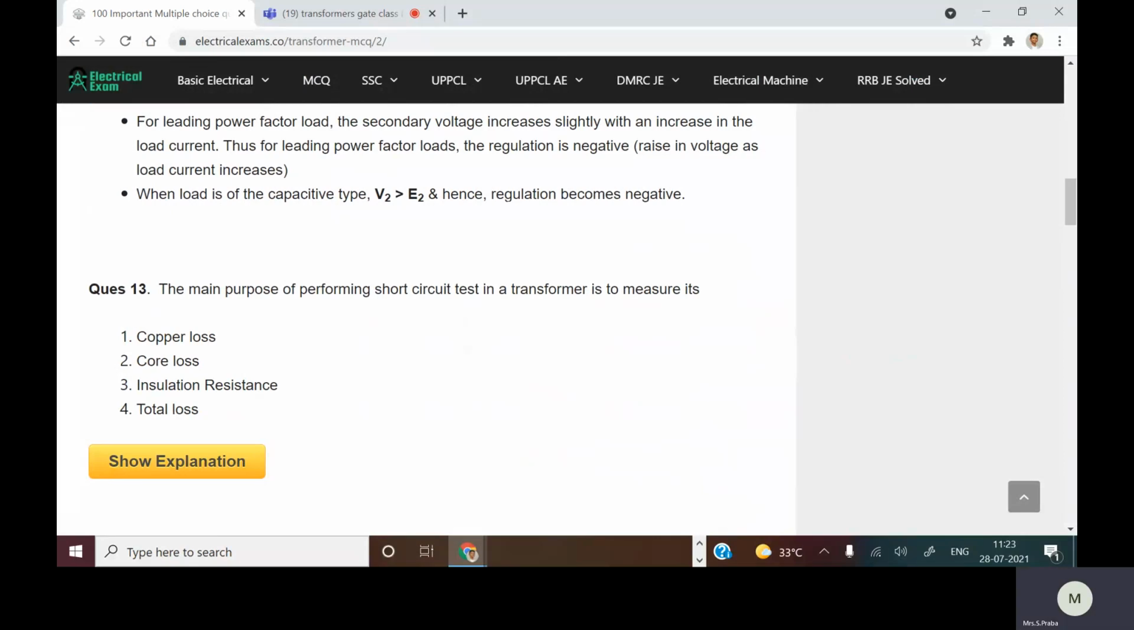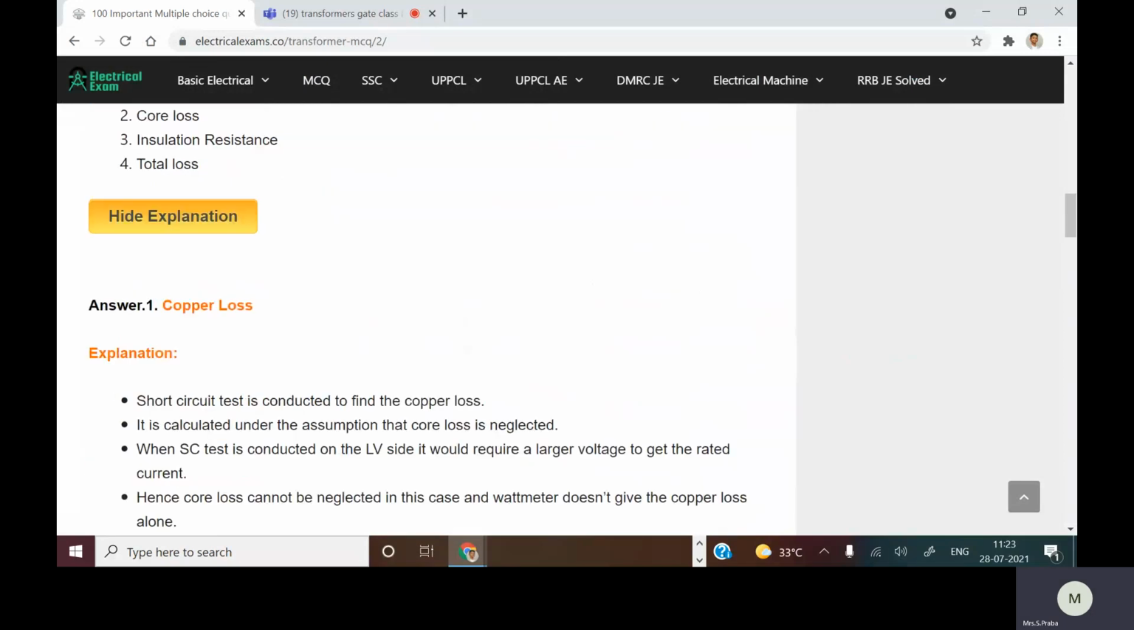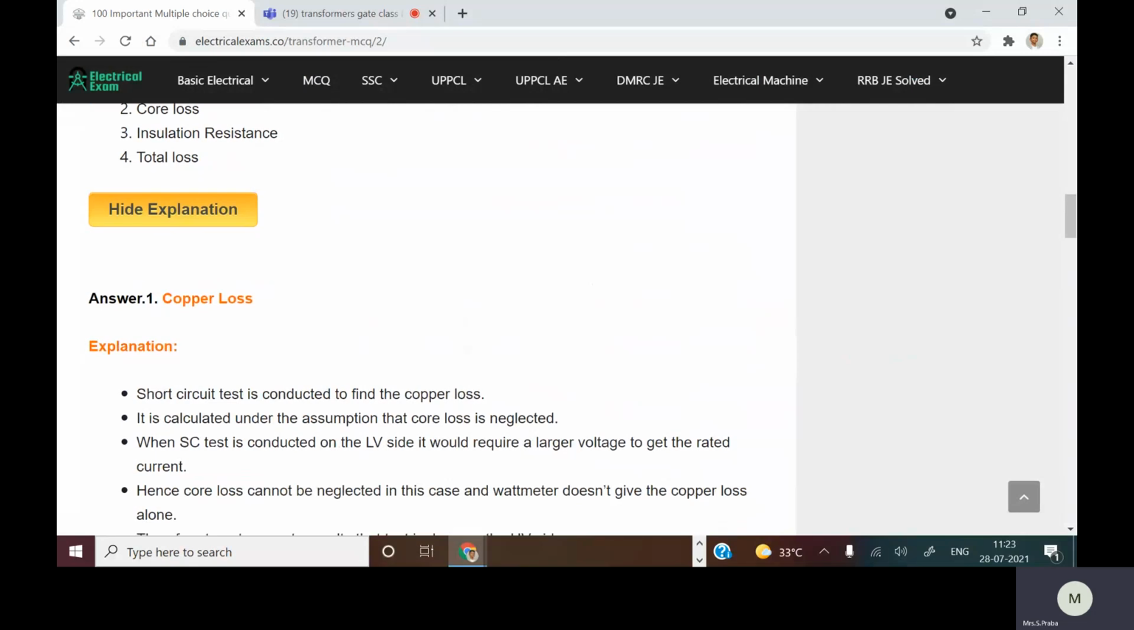The main purpose of performing the short circuit test in the transformer is to measure copper loss, core loss, insulation resistance, or total loss. We will see the explanation. Copper loss. Again and again, from the video it is clear that copper loss and iron loss questions come repeatedly. You will get at least one or two questions from the losses area in GATE, in the electrical machines part. So be aware of the losses part.